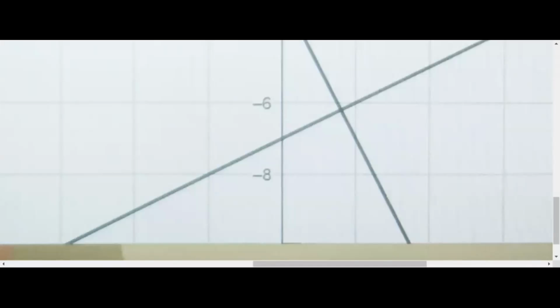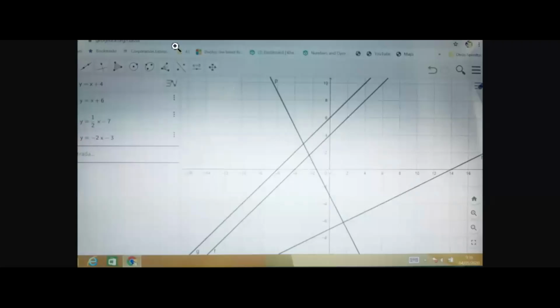Yes, Mr. Montoya? And guys, that is going to happen because the equation of Mr. Montoya was y equals 1/2 x minus 7. Good job, Mr. Montoya. Thank you very much, my friend.